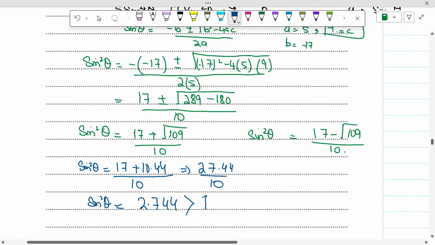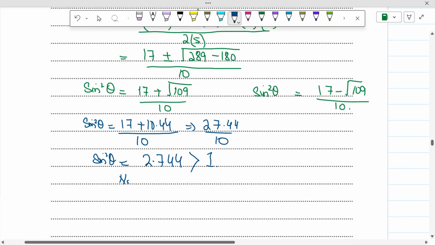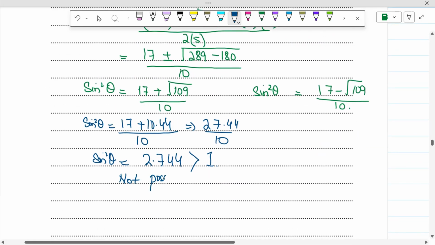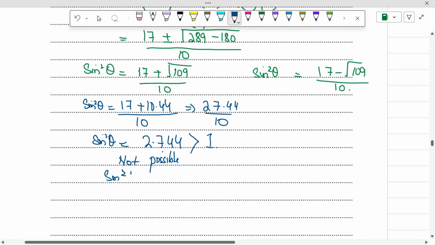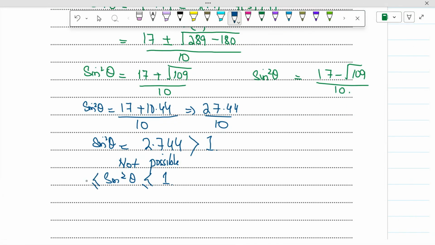It's greater than 1, which is not possible because sine square of theta is always less than or equal to 1 and greater than or equal to 0. So this is the range you should know about the sine square.